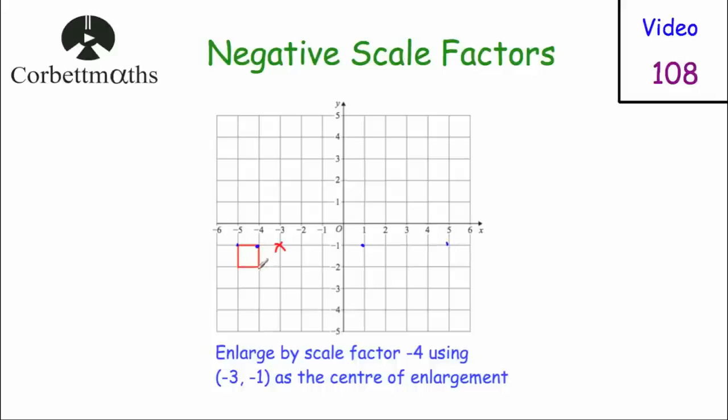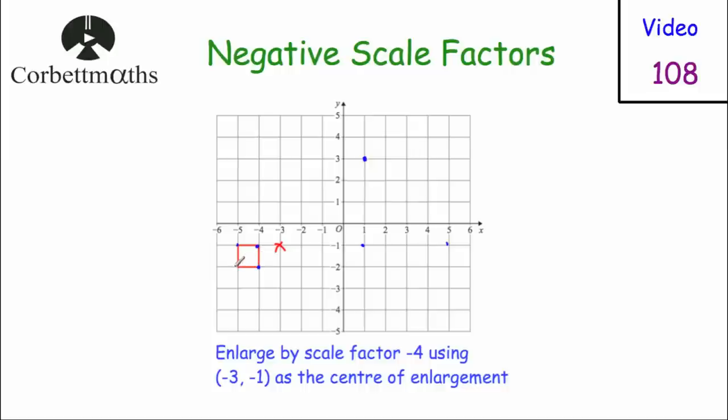Now let's choose this point here. This point is 1 to the left and 1 down. So we're gonna go 4 times as far away, but in the opposite direction. Instead of going 1 to the left and 1 down, we're gonna go 4 to the right and 4 up. So 1, 2, 3, 4, and 4 up, 1, 2, 3, 4 will be here.